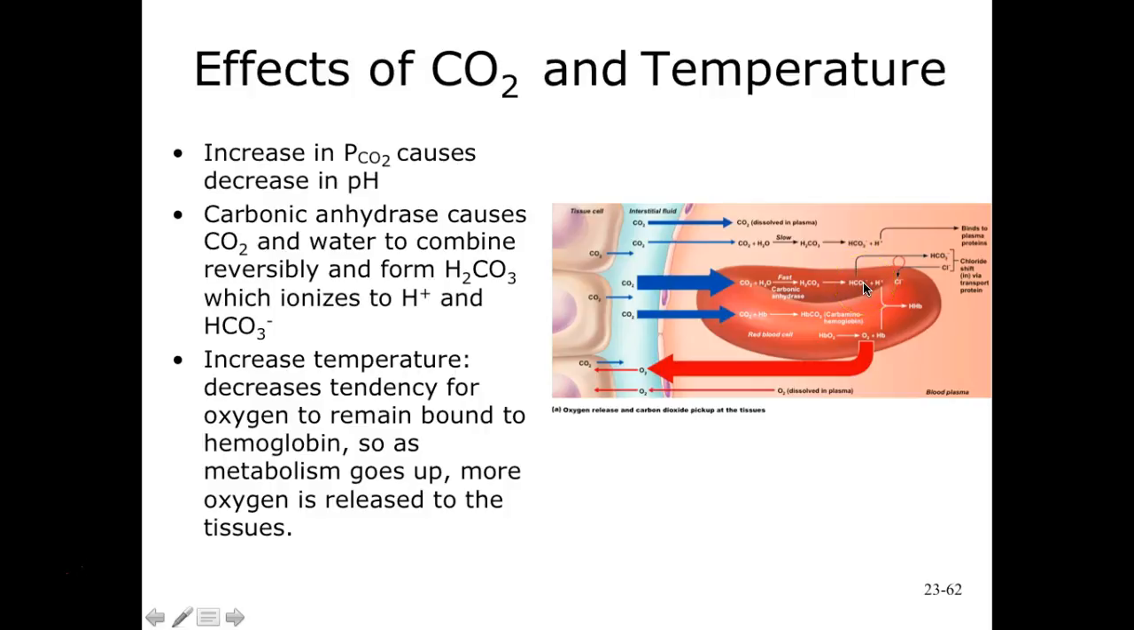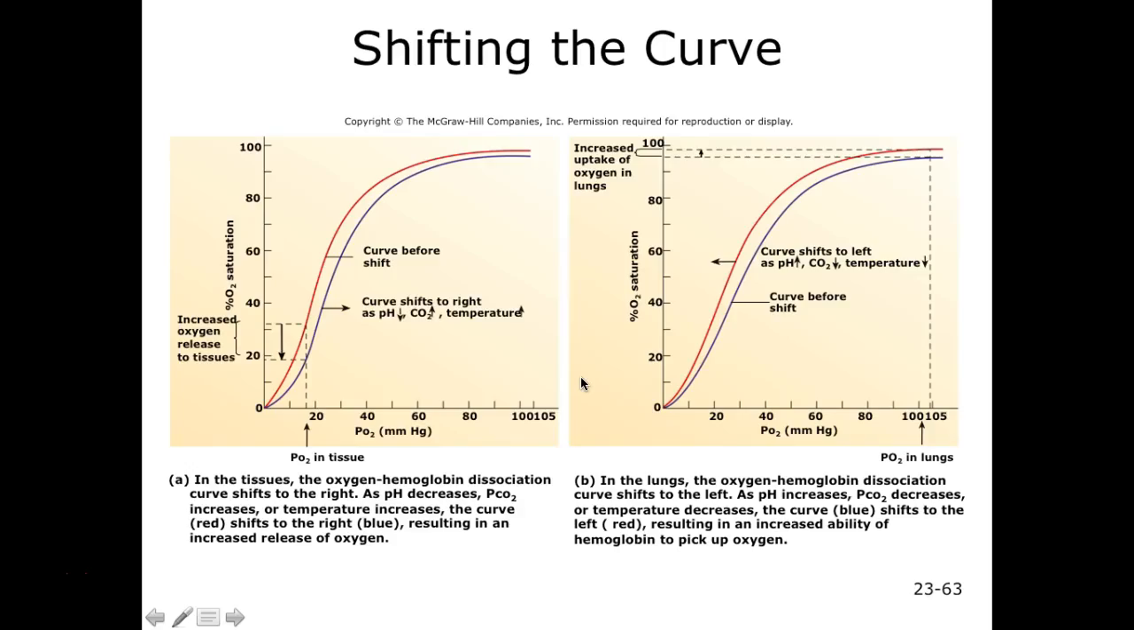When we get an increase in temperature, we are going to decrease the tendency of our oxygen to remain bound to that hemoglobin. So as our metabolism goes up, more oxygen is being released to our tissues. You can see that happening over here. Here's our hemoglobin oxygen that's combined. They separate and oxygen is given to our tissues. So this is the shift in curve that we were discussing earlier. So I'm going to let you take a look at this slide on your own.